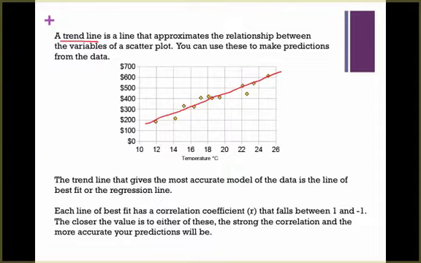Now, the trend line that gives us the most accurate model is called our line of best fit, or our regression line. And one of the things that we'll do in this section is we will use our graphing calculator to compute the line of best fit. Each line of best fit has what we call a correlation coefficient, which we symbolize as R, and that always is some number between 1 and -1. The closer the value is to either 1 or -1, the stronger the correlation or the relationship, and the more accurate your predictions are going to be.